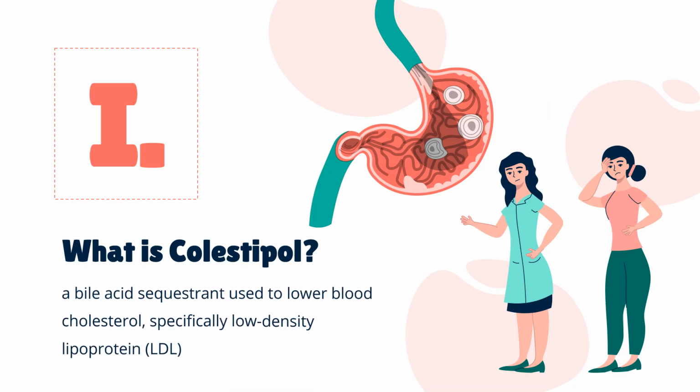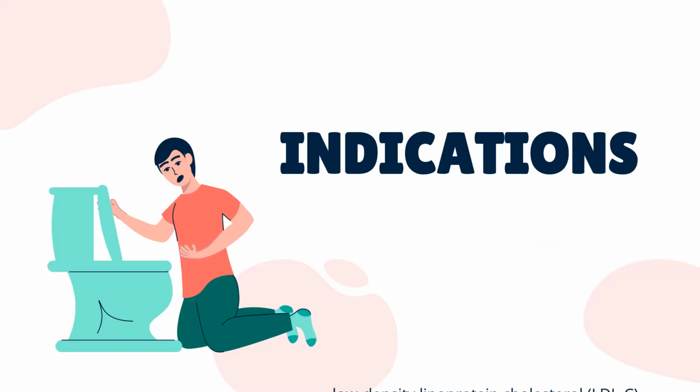What is Colestipol? Colestipol, trade names Colestid, Cholestabyl, is a bile acid sequestrant used to lower blood cholesterol, specifically low-density lipoprotein, LDL. It is also used to reduce stool volume and frequency, and in the treatment of chronic diarrhea.